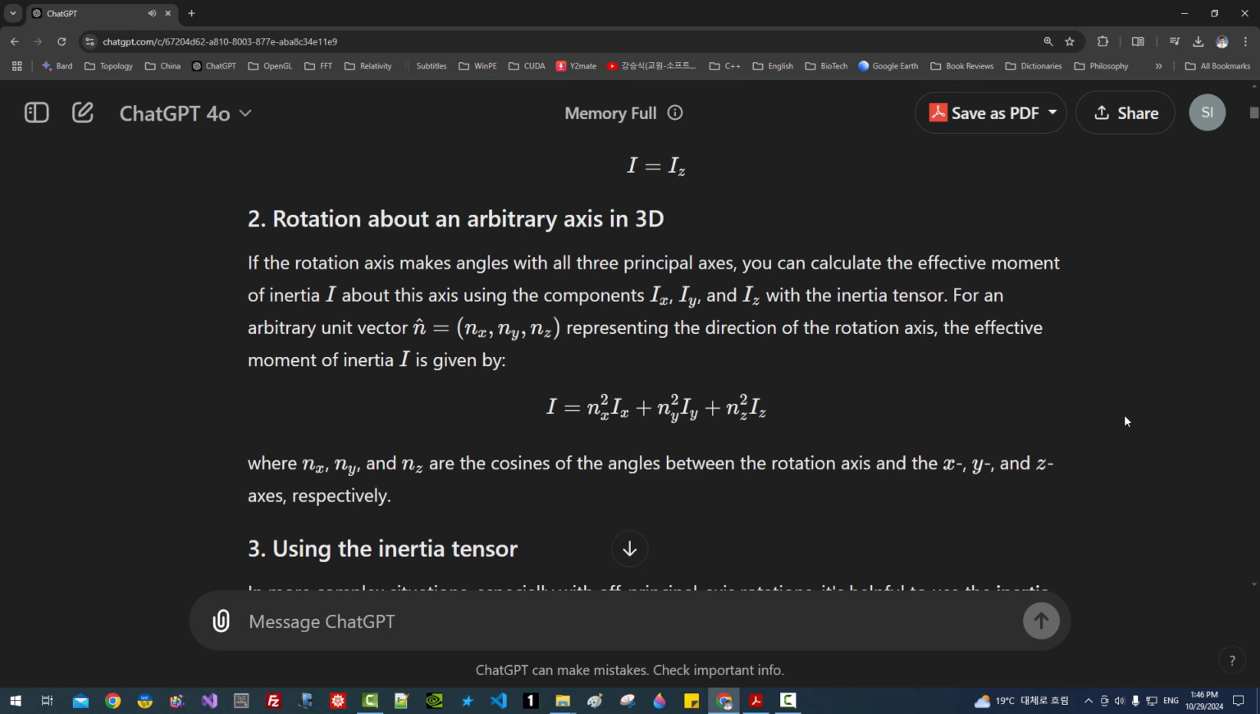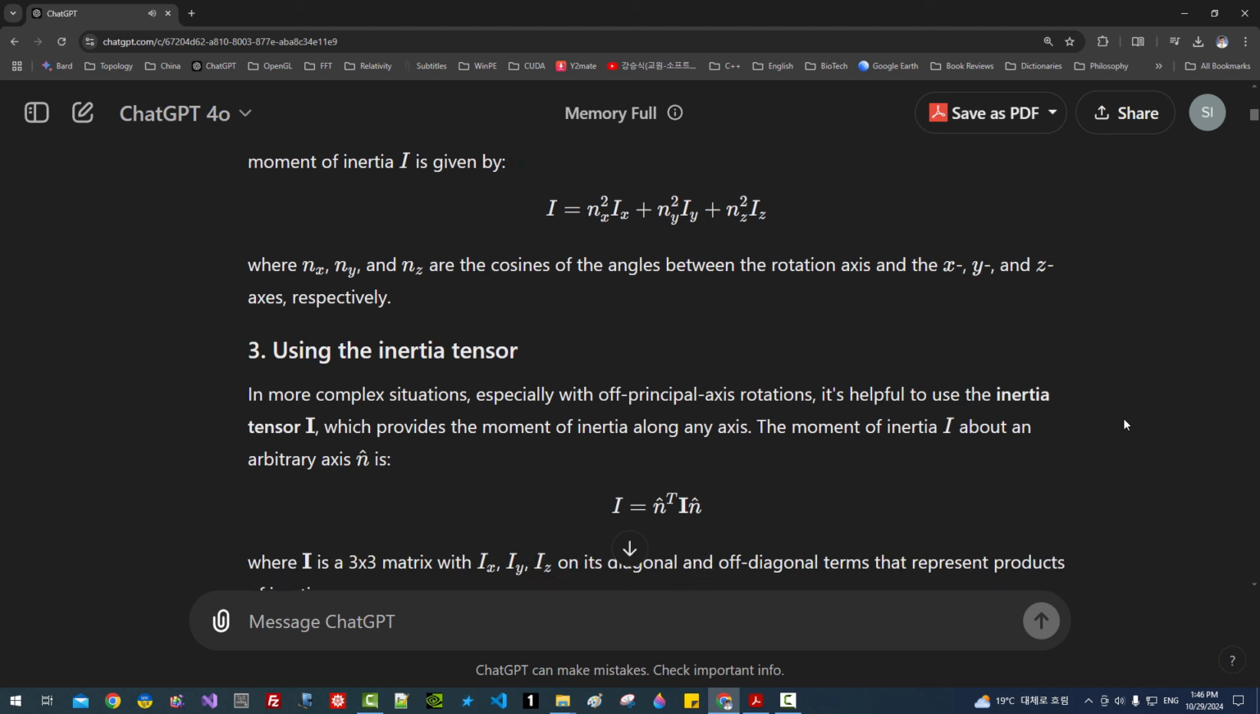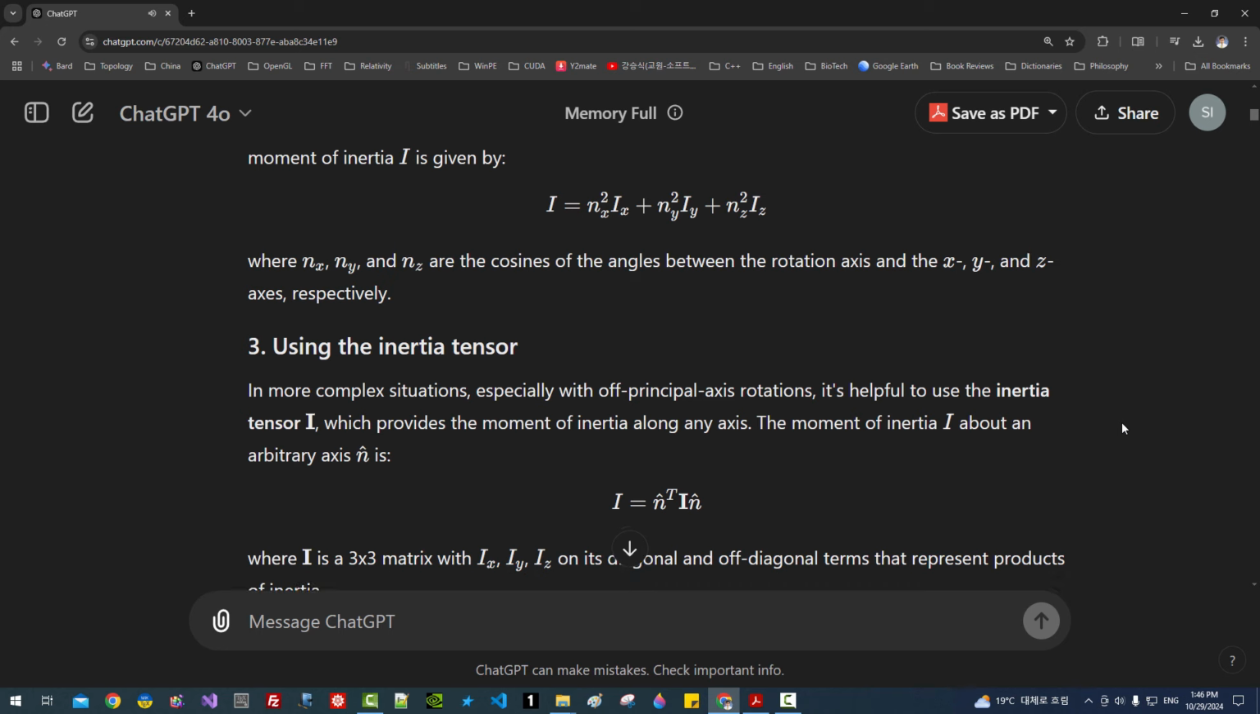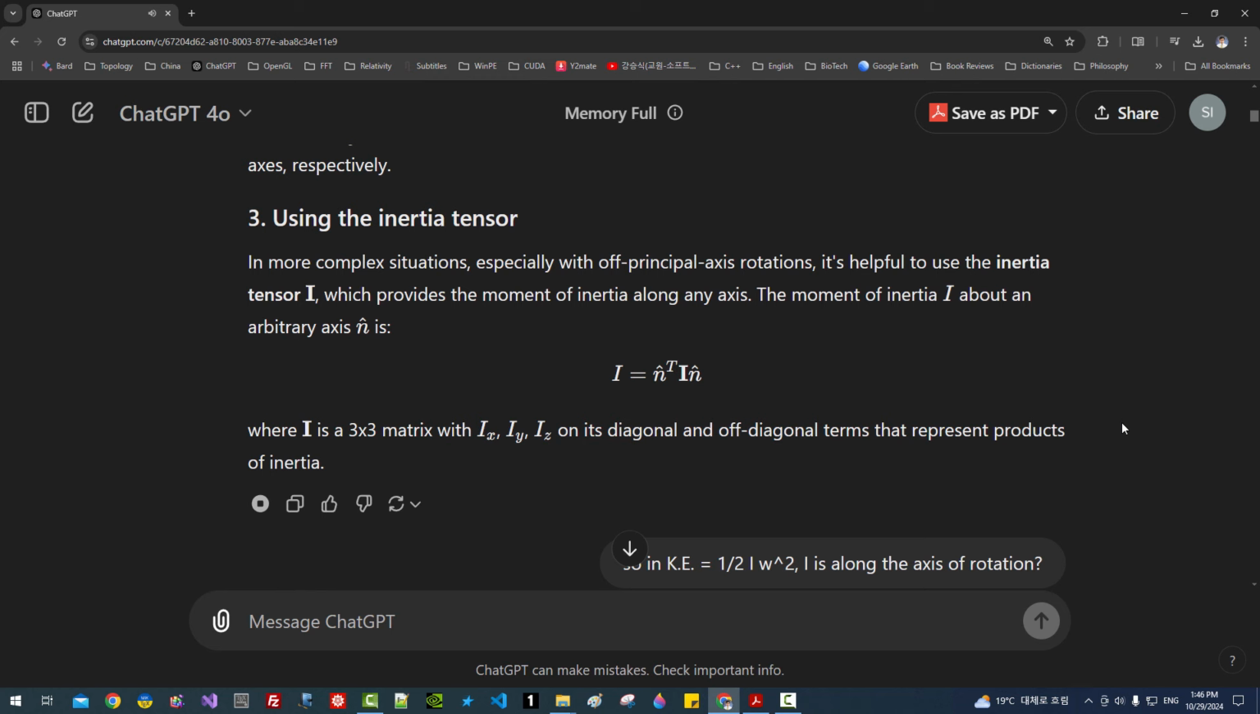For an arbitrary unit vector, n hat equals nx, ny, nz, representing the direction of the rotation axis, the effective moment of inertia I is given by I equals nx squared Ix plus ny squared Iy plus nz squared Iz, where nx, ny, and nz are the cosines of the angles between the rotation axis and the x, y, and z axes, respectively.